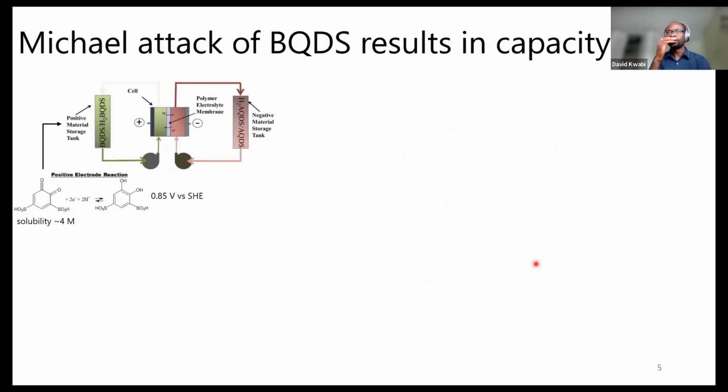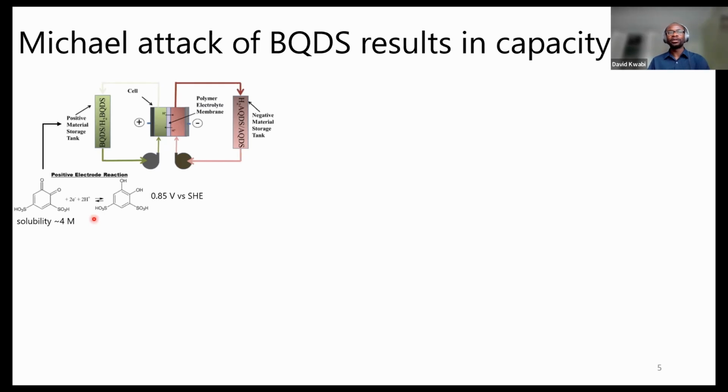So we decided to look at these questions using as a model system a disulfonated ortho-benzoquinone, which I'm going to call BQDS, which is appealing because it has a really high redox potential, so it's appropriate as a positive electrolyte material in aqueous flow batteries, and it also has a really high solubility at around 4 molar.